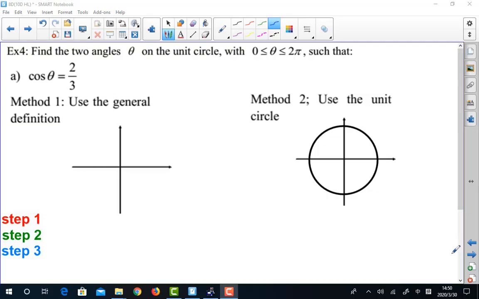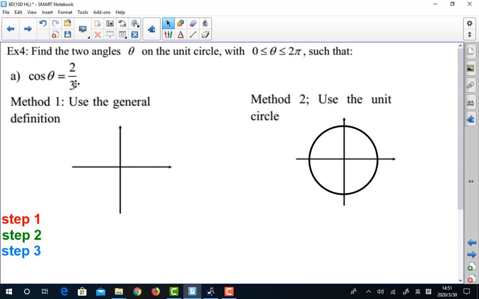Right now, let's look at how we can find the angles based on the trig ratio given. Let's look at example 4. Find the two angles theta on the unit circle with this interval such that cosine theta equals 2/3. This problem is also an application of the unit circle, but I placed the unit circle as the second method. In method 1, I still want to use the general definition. How can we solve for the angle theta if we know the cosine theta ratio?